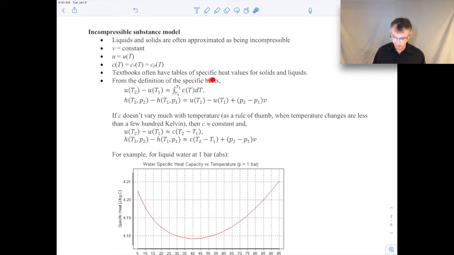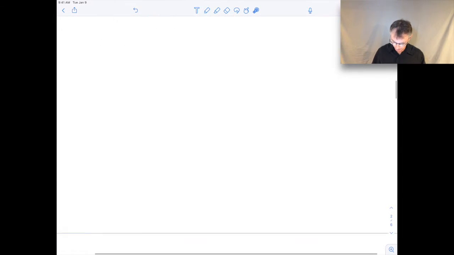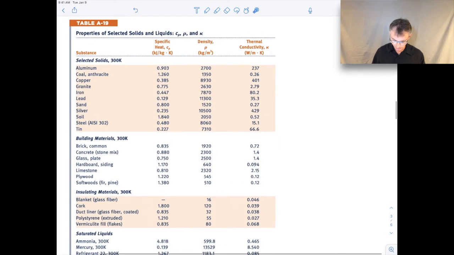Textbooks often have tables of specific heat values for solids and liquids. So if you look in the back of a textbook or online and such, you'll see these kinds of tables. And I show an example here. Here are specific heats for different substances. Now here it's listed as C sub P, but again, this is just the C. We can get rid of this sub P here. It's just the specific heat.